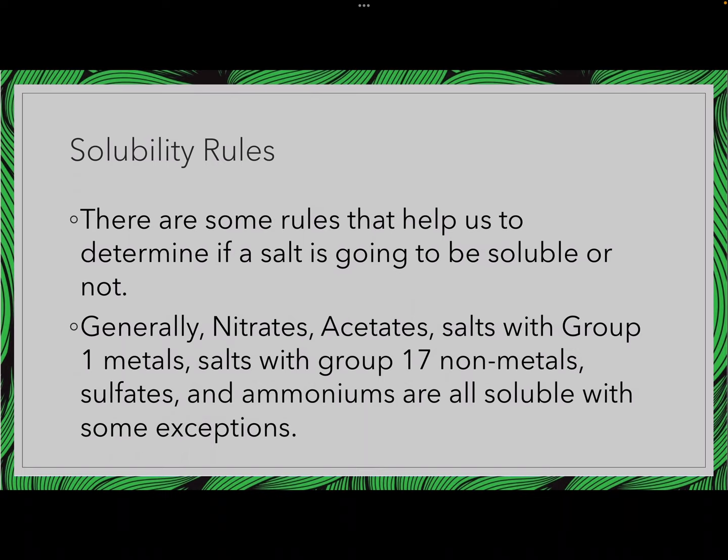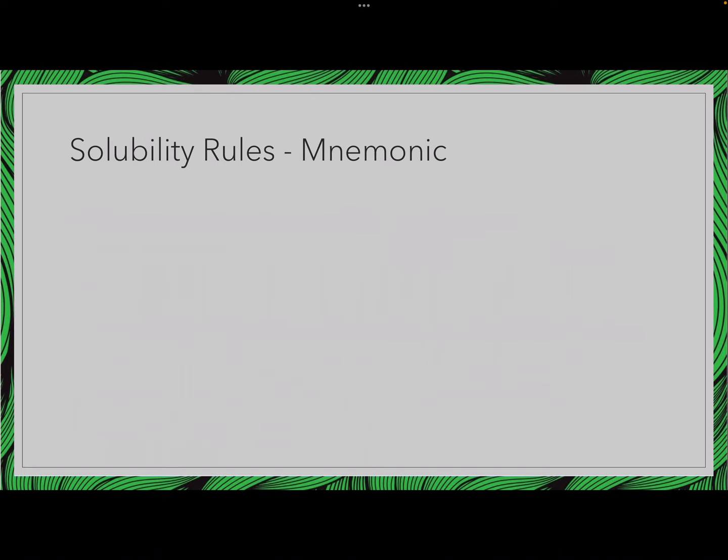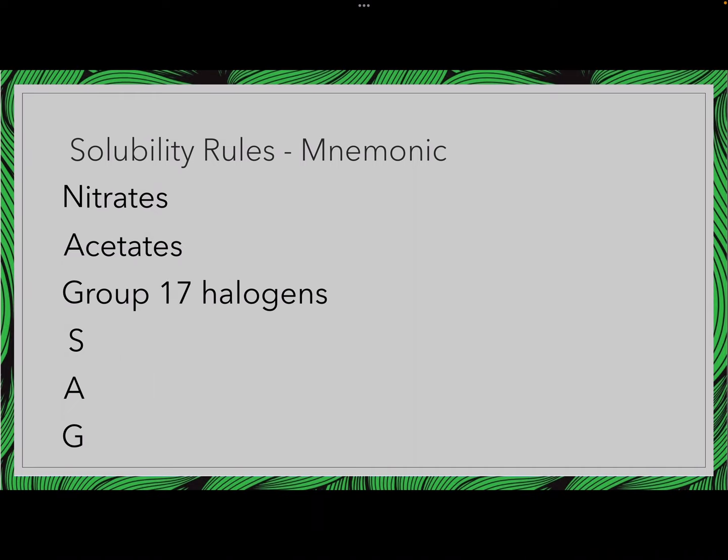Now, that itself is going to be hard to remember, so we have a nice little mnemonic. We call it NAGSAG. Okay, nice and easy to remember. Now, what does NAGSAG stand for? Well, firstly, we have nitrates, acetates, group 17 halogens, sulfates. So they're all the negatively charged ions that are soluble. A and G, we also have the positive ones, ammoniums and group 1 metals. So all of these are soluble, regardless of what the other pair is, except for a few exceptions, which I'll get to in a sec.